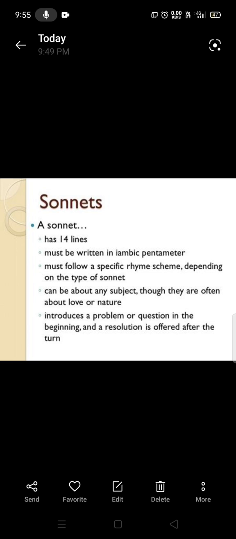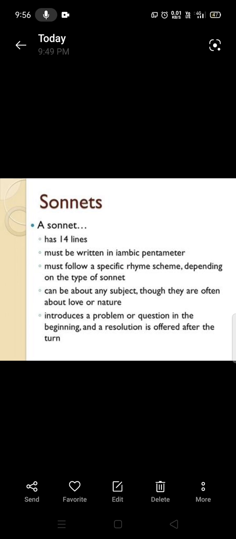So the Italian sonnet means 14 lines divided into two stanzas. One is the octave and the other is the sestet, with the rhyming pattern A B B A B B A for the octave, and C D E C D E, or C D C D C D, or C D D C D C for the sestet. So this is the Italian sonnet or Petrarchan sonnet.